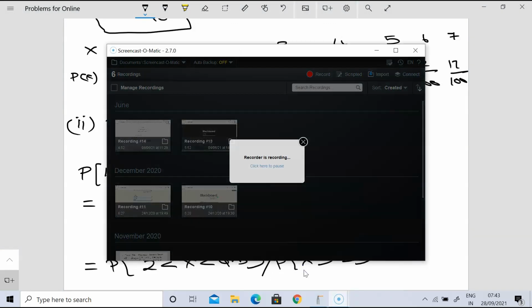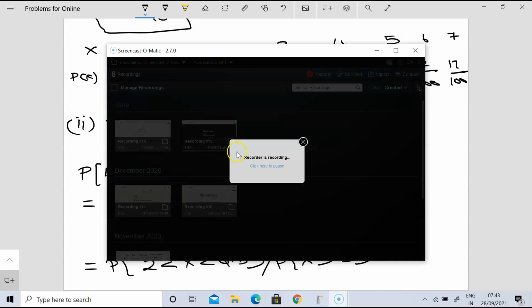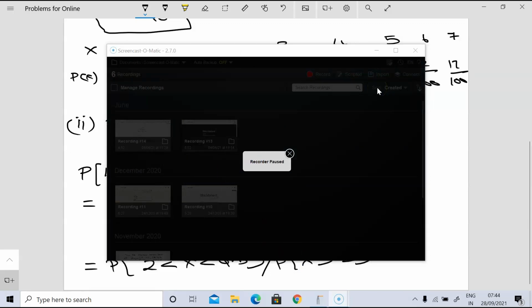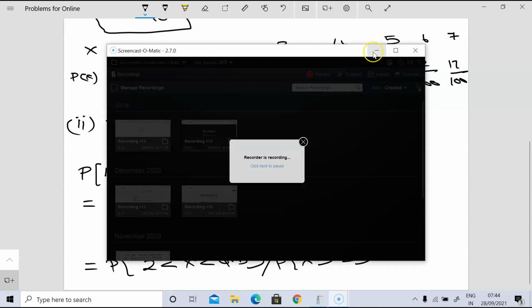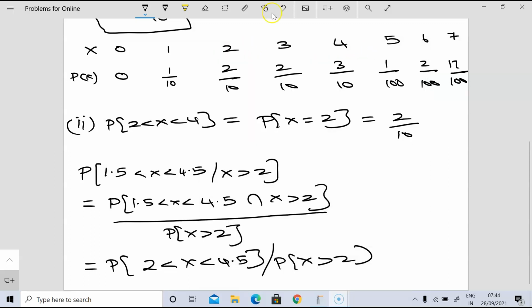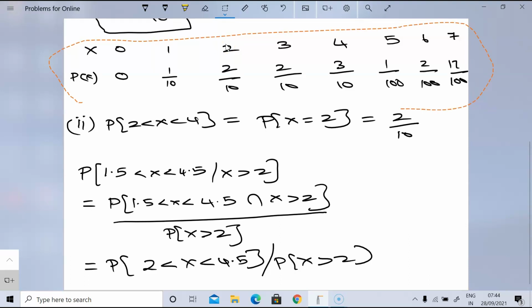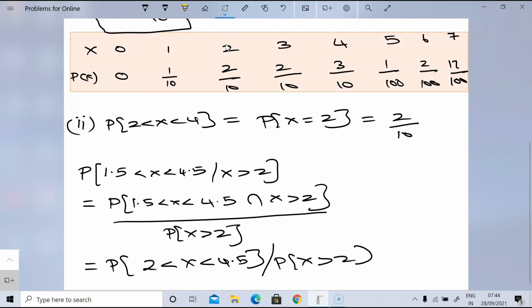Wherever we left off with our recording, we will stop here. Now I want the probability of x more than 2 and less than 4.5. Separately, I will find the numerator and the denominator. Here I don't have space, so let me take this to the next page. Okay, so this is the next page.